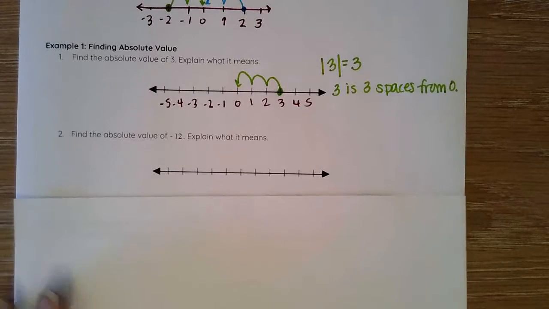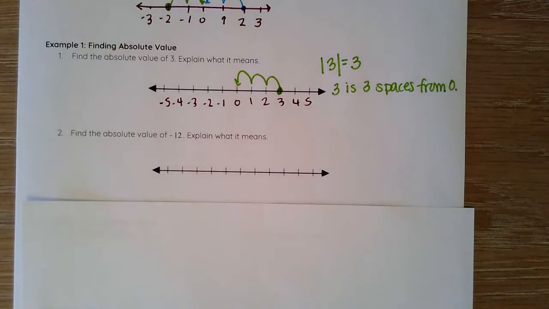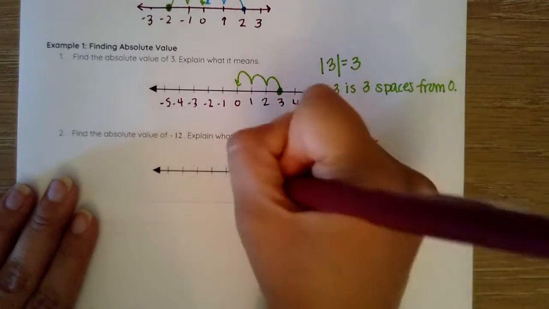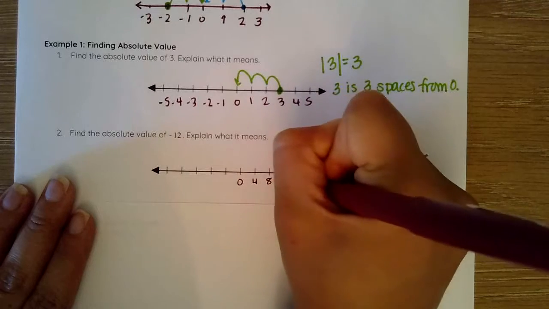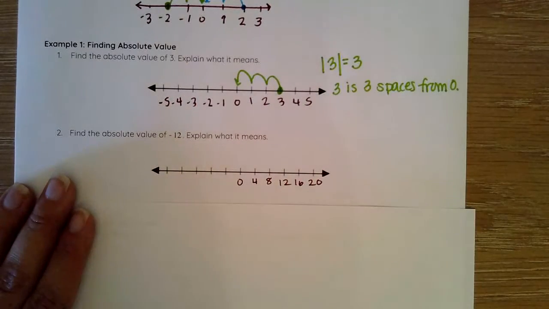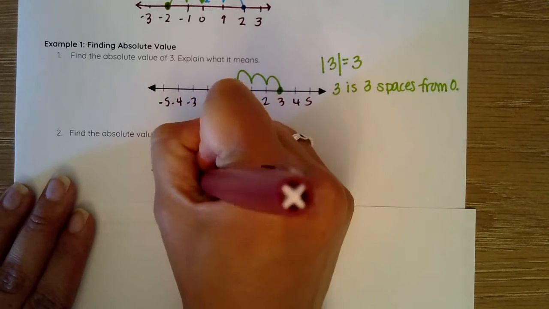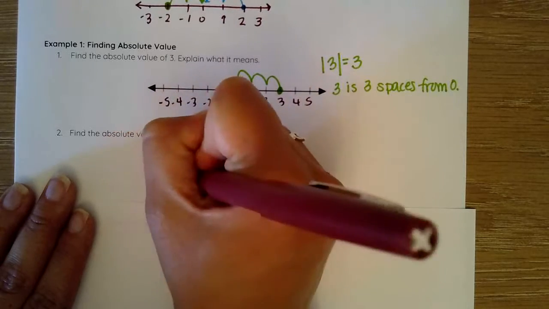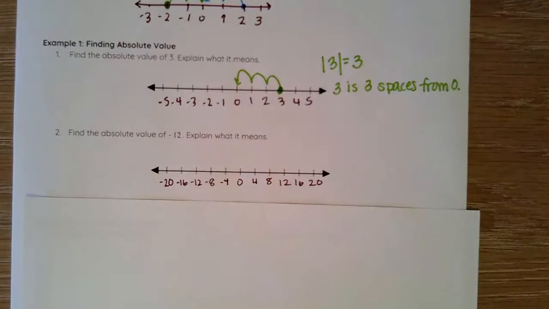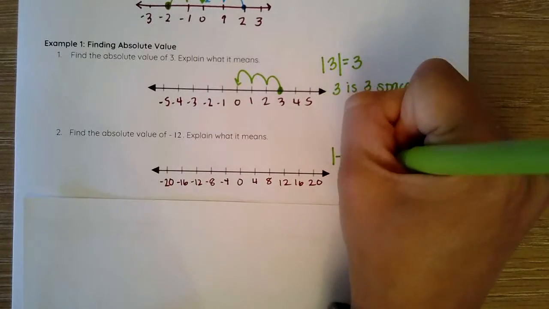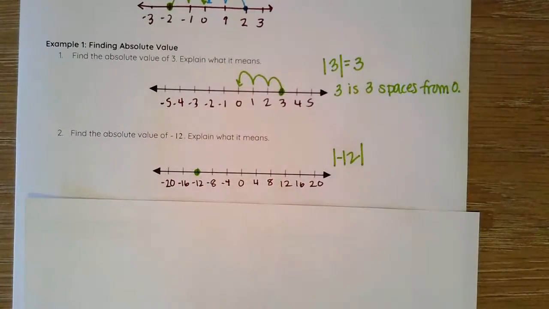All right, let's look at number 2 here. It says find the absolute value of -12. Now our number line's a little small, so I'm actually going to count by 4s. So you've got 4, 8, 12, 16, 20. You can choose what you want to count by to model this. I want to make sure that I get all of my points in here. All right, so I am finding this time the absolute value of -12. Now, remember that each of these spaces are 4.